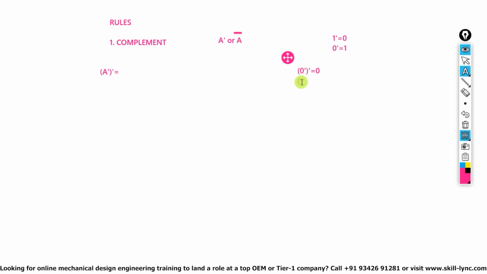Or for example, I have 1. The complement of 1 is 0, and again when you take the complement, it is equal to 1. It means that whatever value you take, the double complement gives you the same value. So A double bar is equal to A. Okay, so this is one of the rules, A double bar equal to A. Now the second rule.